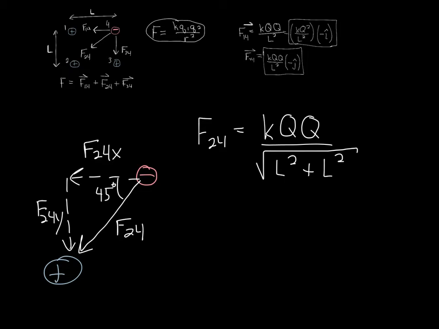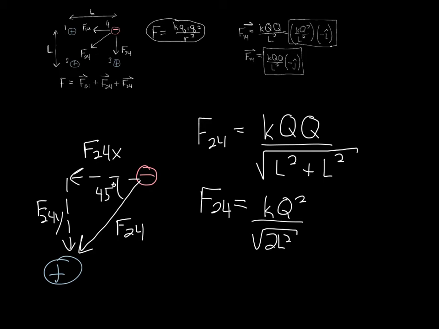So if we go back up to our original picture, we have one side of length L, another side of length L, and the hypotenuse is going to be the diagonal of this square. So I can do the Pythagorean theorem: L squared plus L squared, square root, gives me my hypotenuse. A squared plus B squared gives me C squared. So now I know that F of 2 on 4 is equal to K times Q squared all over the square root of 2L squared.